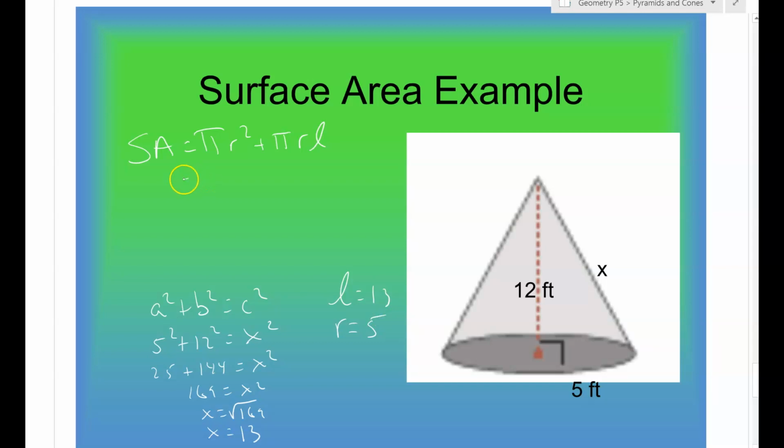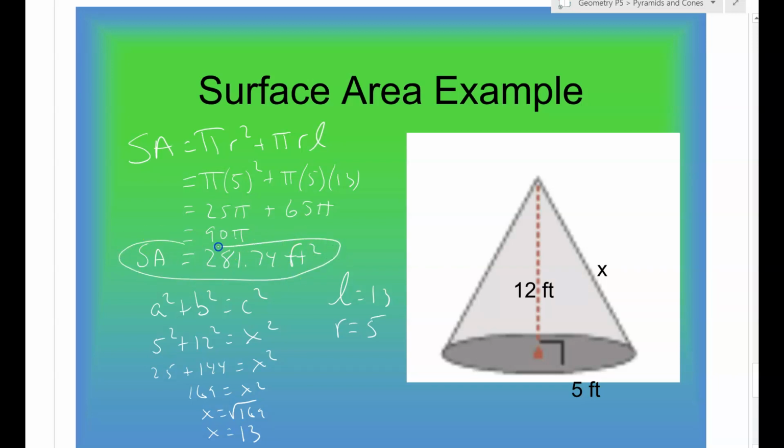So then from there, it is just a straight plug and chug. Pi times 5 squared plus pi times 5 times 13. So this is 25 pi plus 65 pi. We could do it this way. You could also just type it in. Remember we talked about that in the cylinder problems. It's 90 pi. And then for surface area as a decimal, which is what I want for these, 2 decimal places is always fine. 281.74 feet squared.